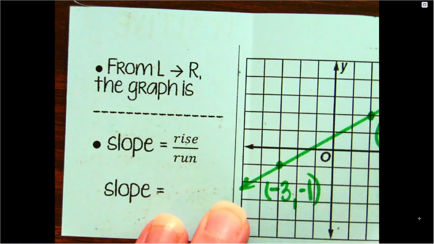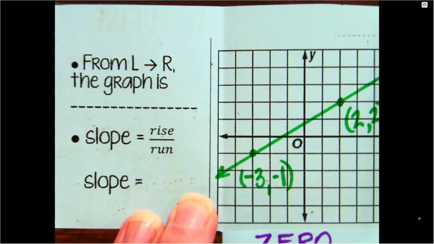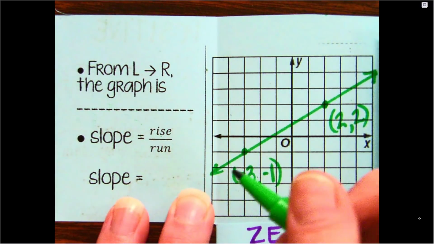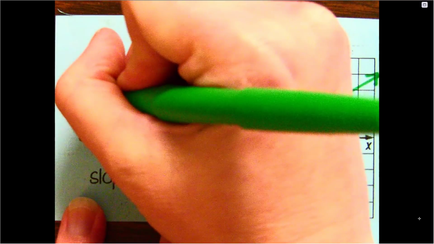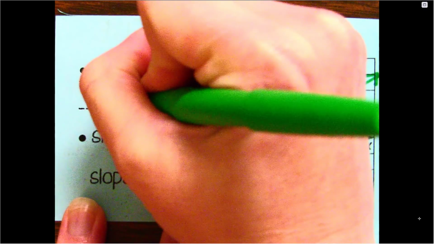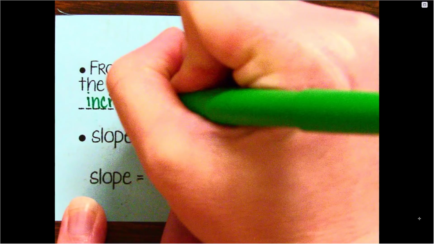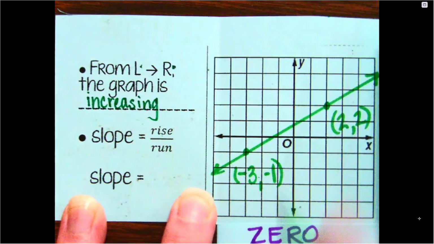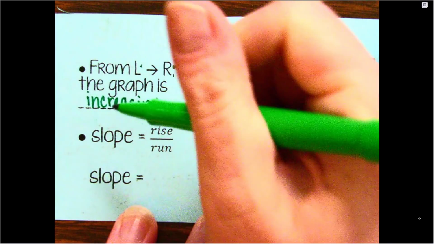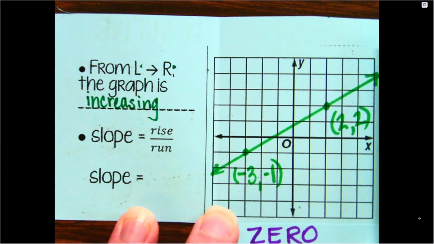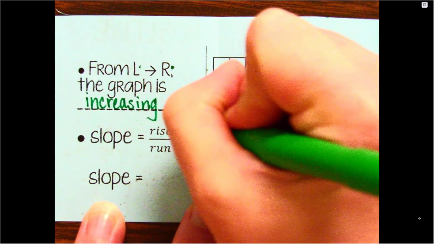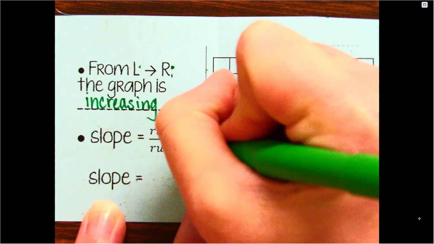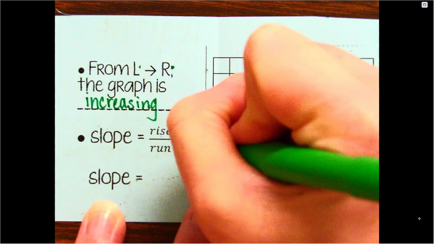So then on the inside, zoom out so you can see all of positive. From left to right, the graph is increasing. So both my variables will be increasing at the same time. All right, slope is still the rise over the run, which we've talked about. That's going to be the vertical change to the horizontal change ratio.